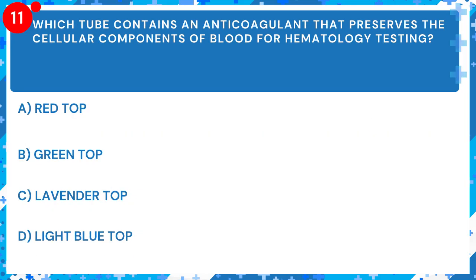Question 11. Which tube contains an anticoagulant that preserves the cellular components of blood for hematology testing? A. Red top. B. Green top. C. Lavender top. D. Light blue top.